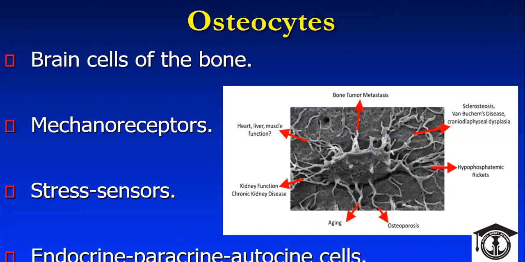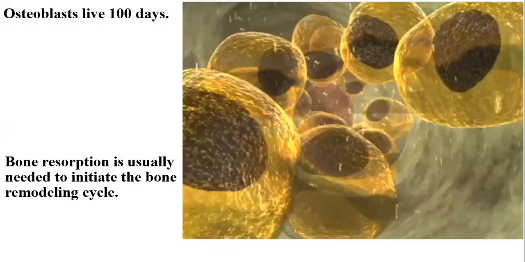So the brain cells, the osteocytes, send signals to the wings to speed up or slow down and orchestrate its movement. It's the mechanoreceptor and the stress sensors. It has a lot of endocrine, paracrine, and autocrine functions because it secretes a lot of hormones like FGF23, sclerostin, RANK-L, and a lot of interleukins.